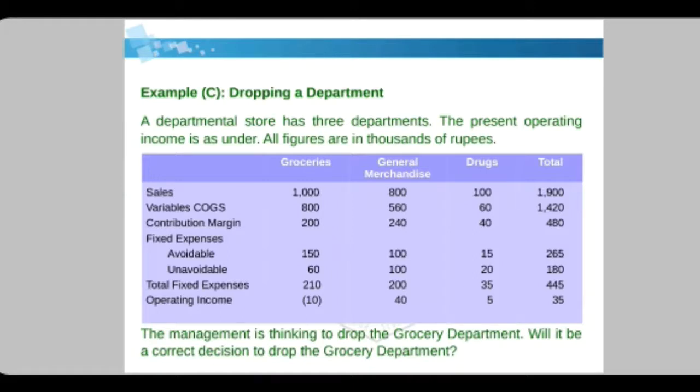Now the management is thinking to drop the grocery department. As there is a loss in the groceries department, the management is thinking to drop it. So will it be a correct decision to drop the grocery department? So let's see.